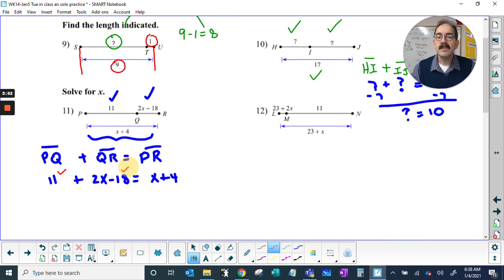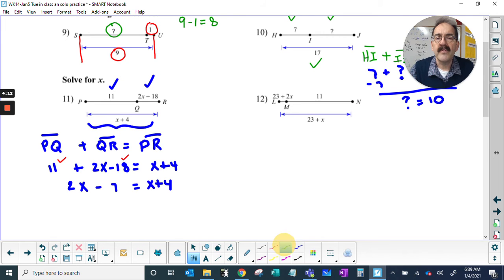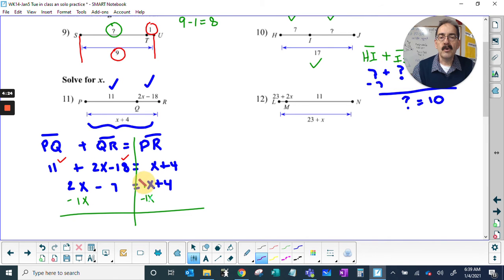Let's combine the numbers, and we'll end up with 2x, 11 minus 18, equals x plus 4. Now the algebra piece. We've got to get all the letters together and all the numbers together. The first thing I'm going to do is draw a little fence here and subtract this 1x from both sides. We accomplish our goal because 1x minus 1x goes away. 2x minus 1x gives us 1x. We still have the minus 7, we still have the equals, and we still have the plus 4.